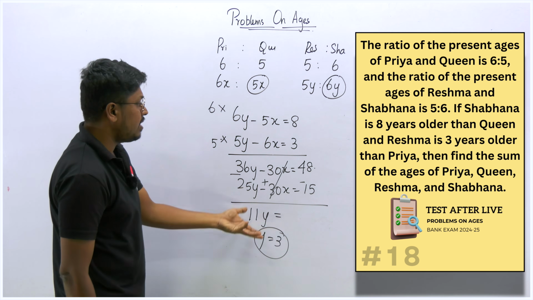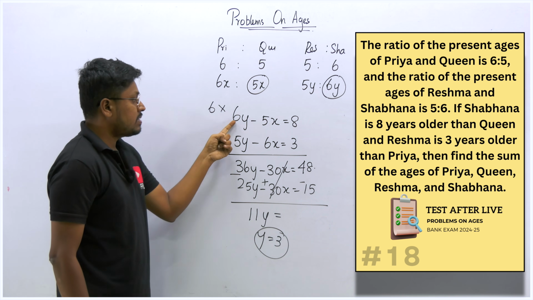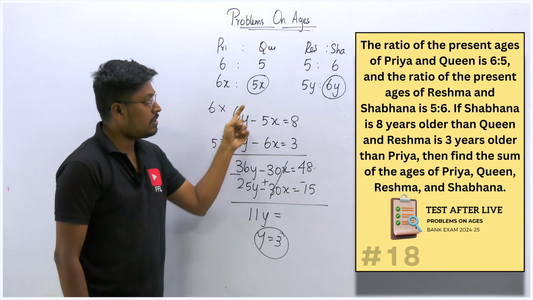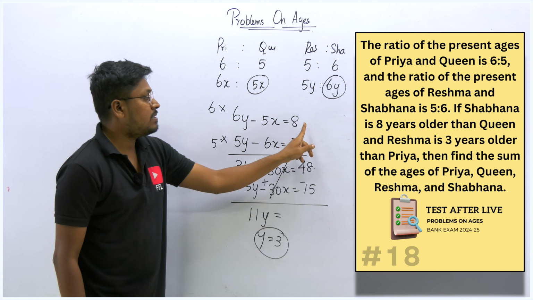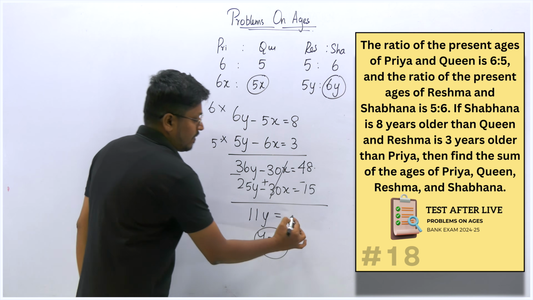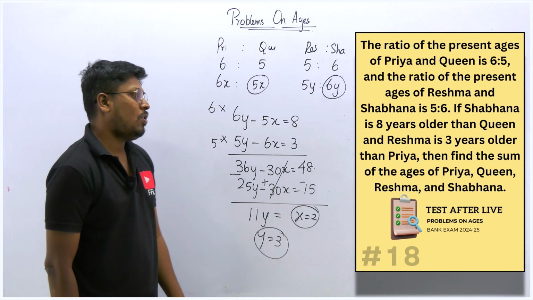Now substitute y equal to 3 in any of the equations. If you substitute y equal to 3 here, 6 into 3 will be 18. Bring that 18 to the right hand side, it is minus 18. So 5x is equal to 10, x is equal to 2. So we got y is equal to 3 and x is equal to 2. That's it. Now what is the question?